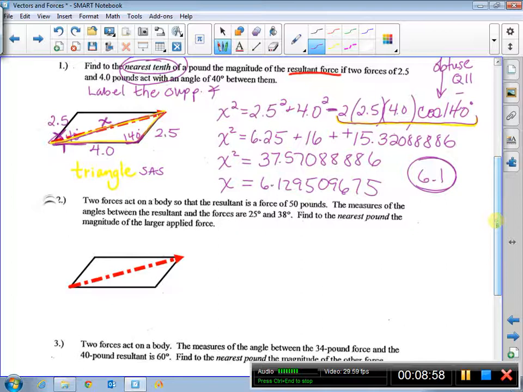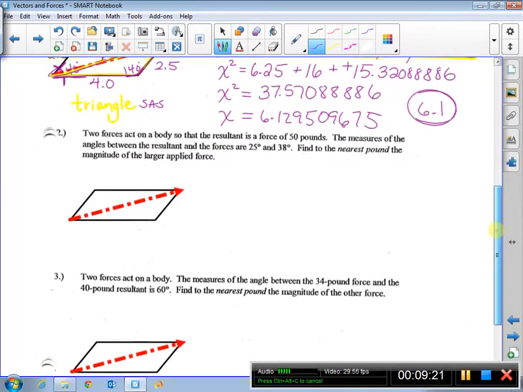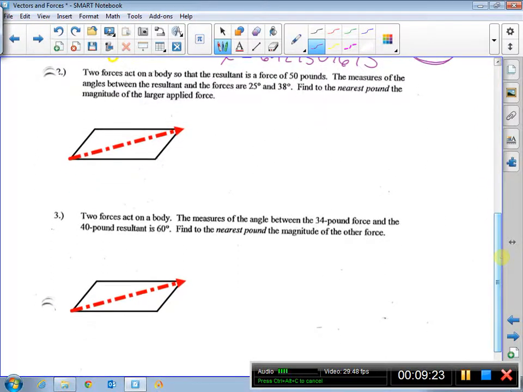So as we go through these, we want to make sure that you can draw the picture, that you go for that supplementary angle right away. That says sup. Label that supplementary angle right away if you can. Decide if you're using the law of sines or the law of cosines, and then fill in your work. Let's look at number 2.